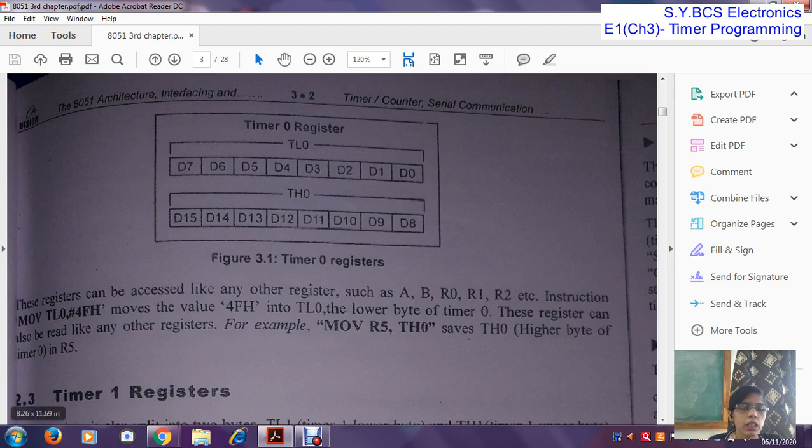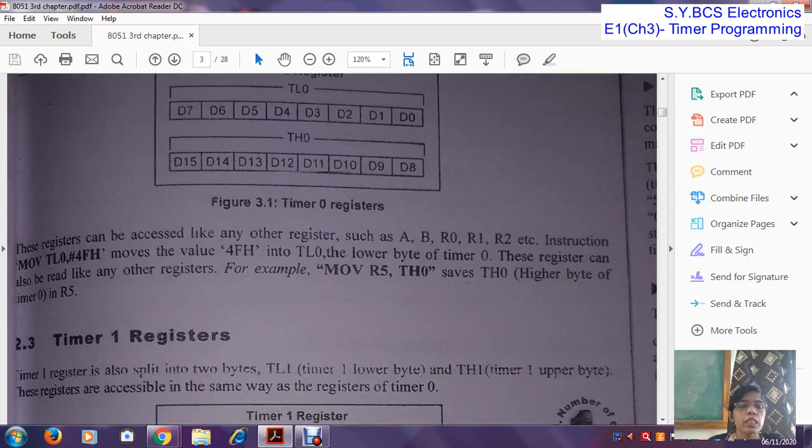So this register can also be used like other registers. For example, MOV R5, TH0 saves TH0, the higher byte of timer 0, in R5. Similarly, the data stored in this higher register can be loaded or moved into the R5 register. So these two registers are used in a manner similar to the accumulator register.